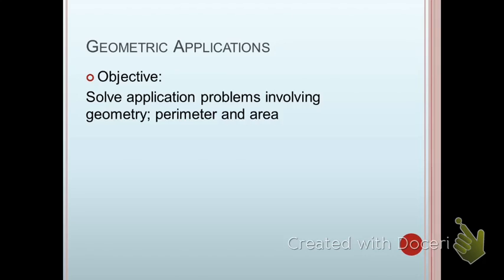So for instance, if you're trying to find the perimeter of your living room, you would measure the distance around it. But if you were trying to figure out how much carpet to buy, then you would need to know the area of your living room.